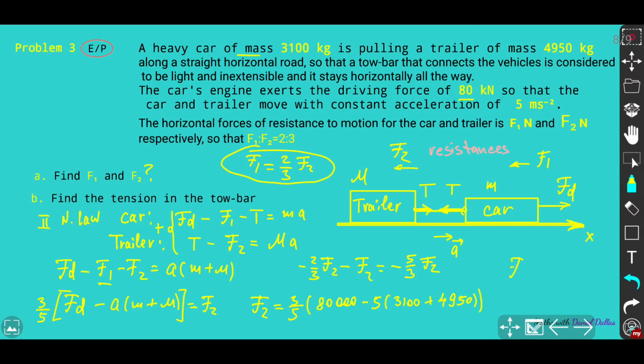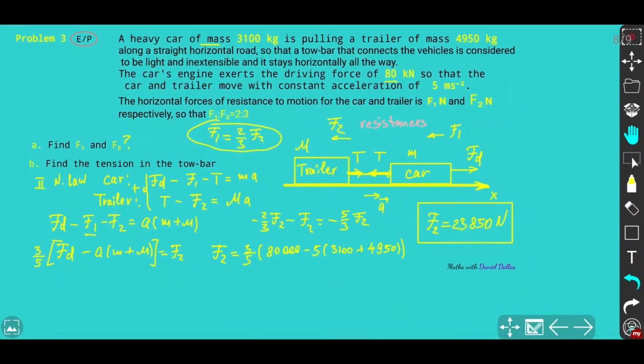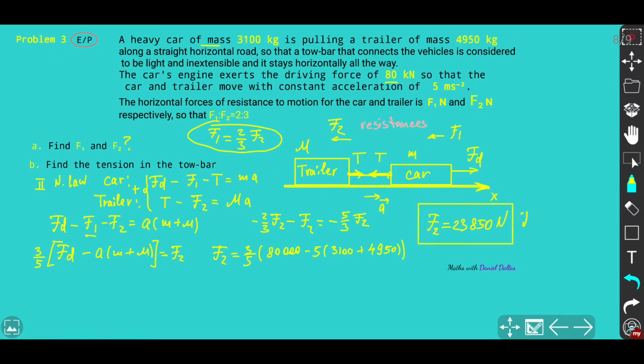I hope my calculator calculates correctly. So 23,850 newtons. Okay, this is the expression for F2. All right, so it's right time to say that F1 is going to be equal to 2/3 of F2, and if we calculate, we'll get 15,900, and that's going to be F1. Of course, it should be lower because it's part of F2.